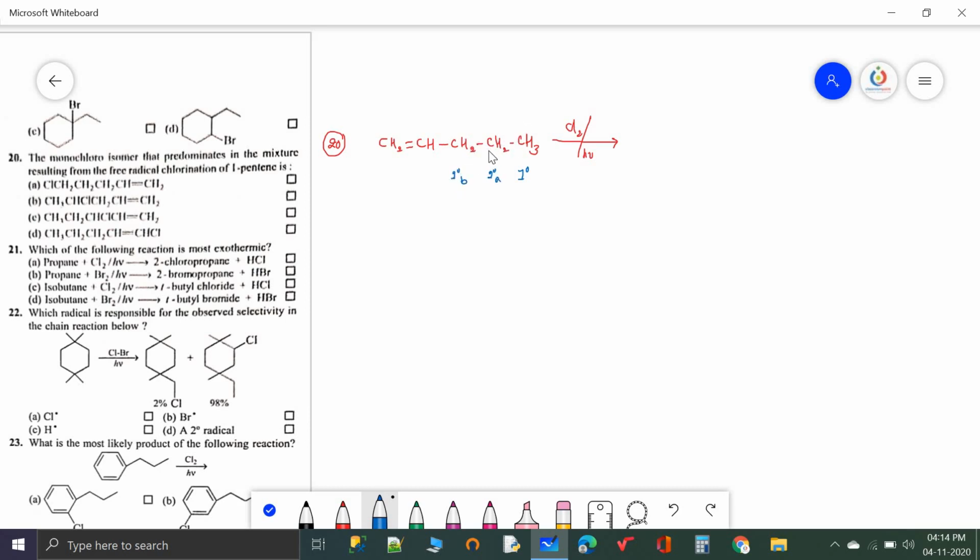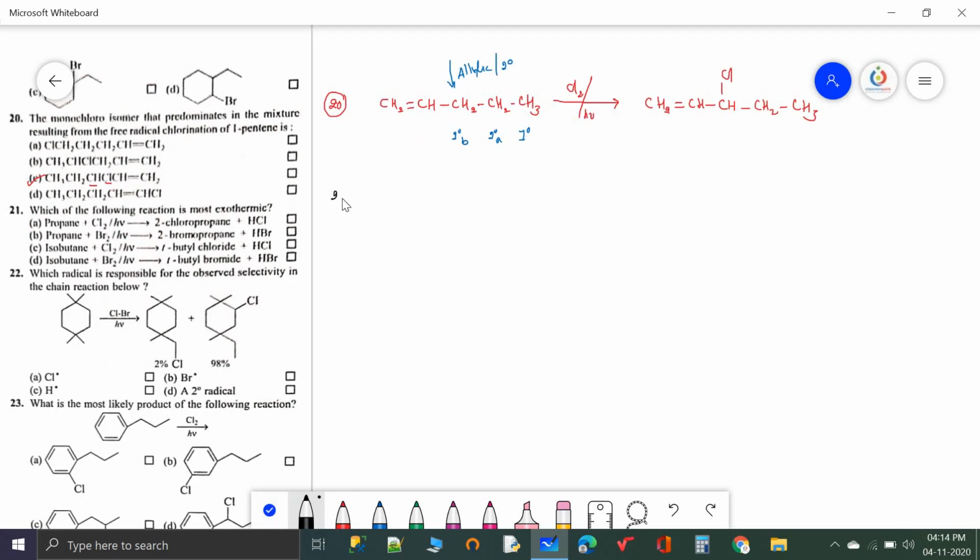Among all these carbon atoms, this particular carbon atom is an allylic carbon atom, a secondary allylic carbon atom, which is more stable. Hence free radical chlorination preferably happens over this particular carbon, as the secondary allylic free radical is more stable. So the molecule is CH2=CH-CHCl-CH2-CH3. This is the major compound. Over the allylic carbon, chlorine is there. So option C is correct.